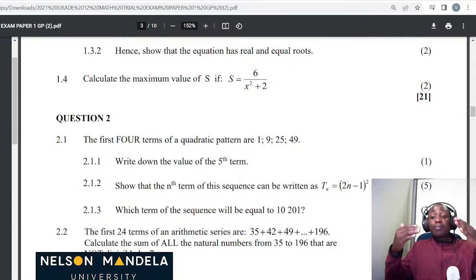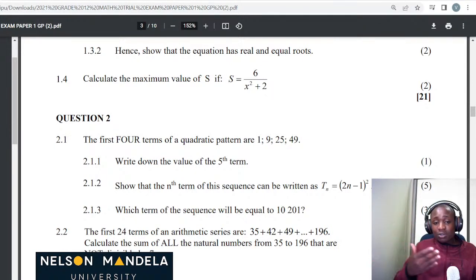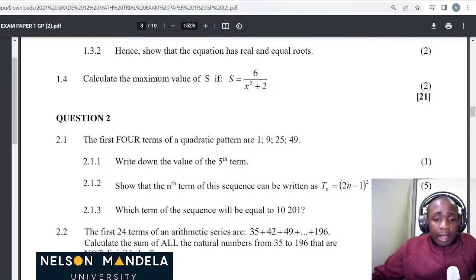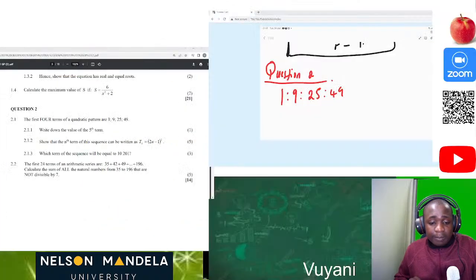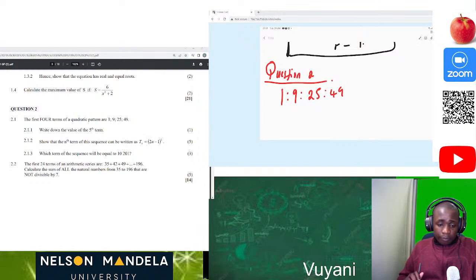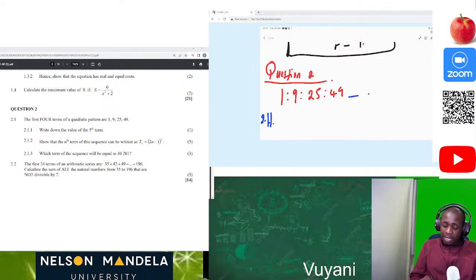Now we have already unpacked what we have been asked. Let's see what they want. First question, 2.1.1, they say calculate the fifth term. That's easy. Let's do it together. So here we are: 1, 9, 25, 49. On 2.1.1 we want the fifth term. Let's find the first difference first.